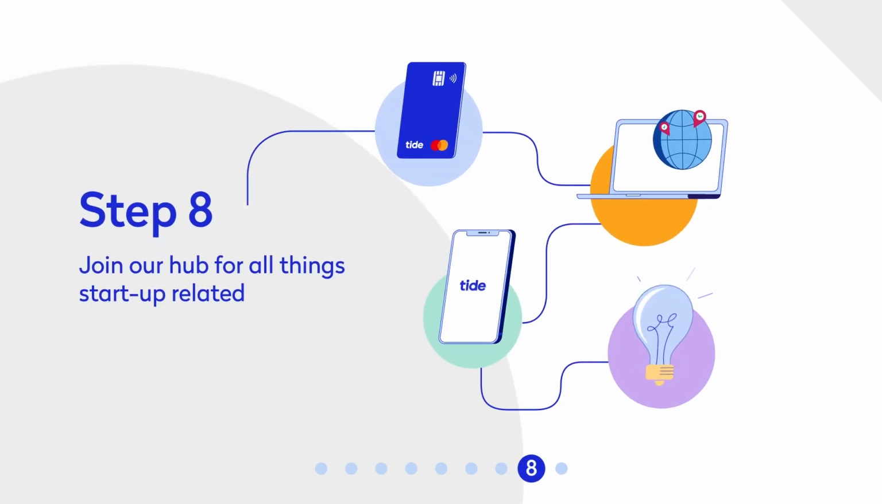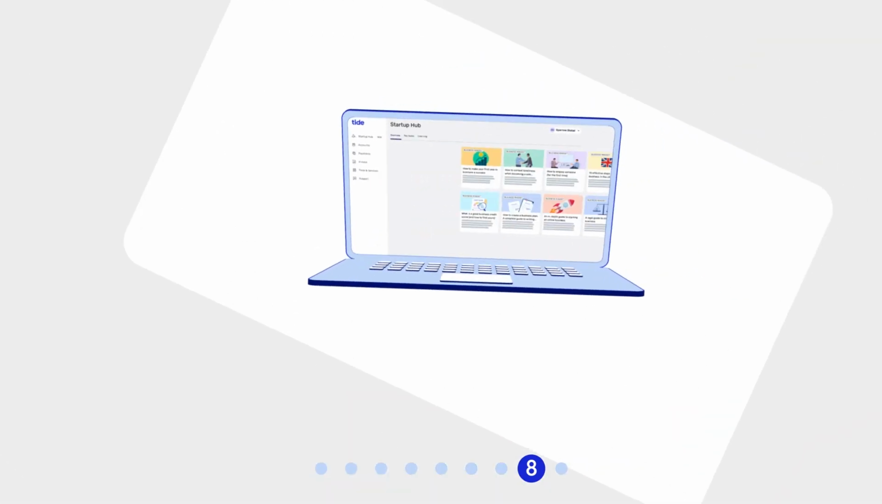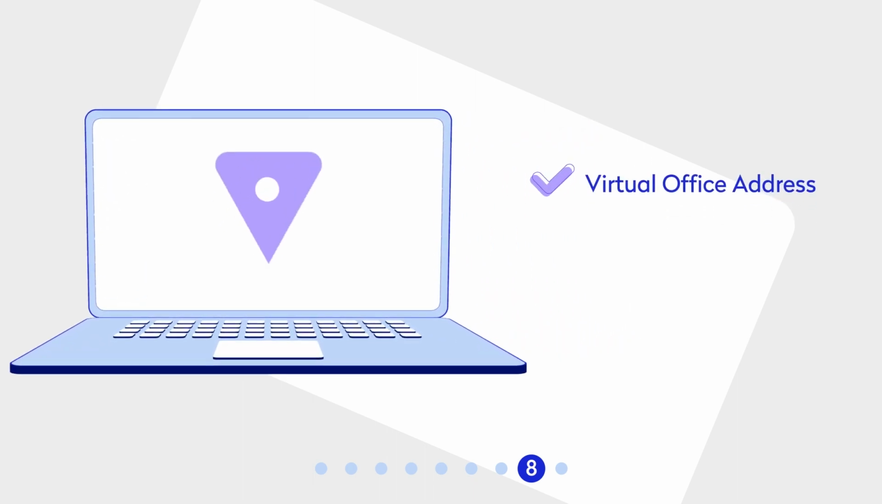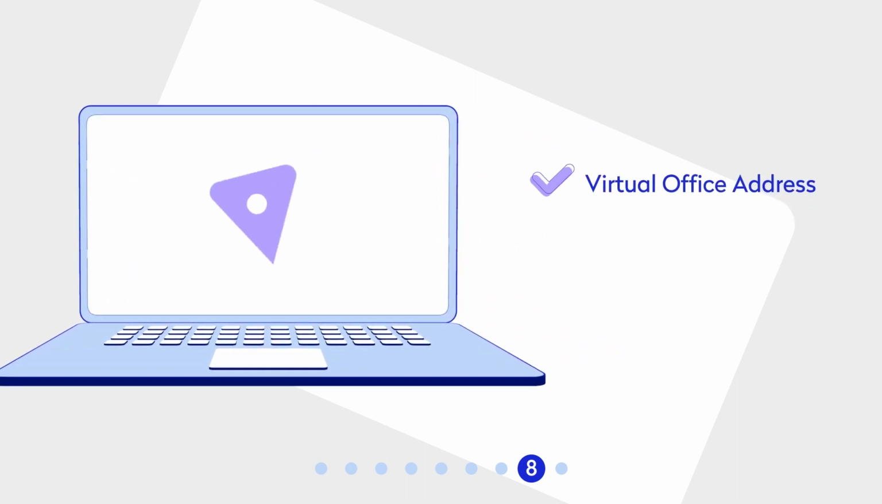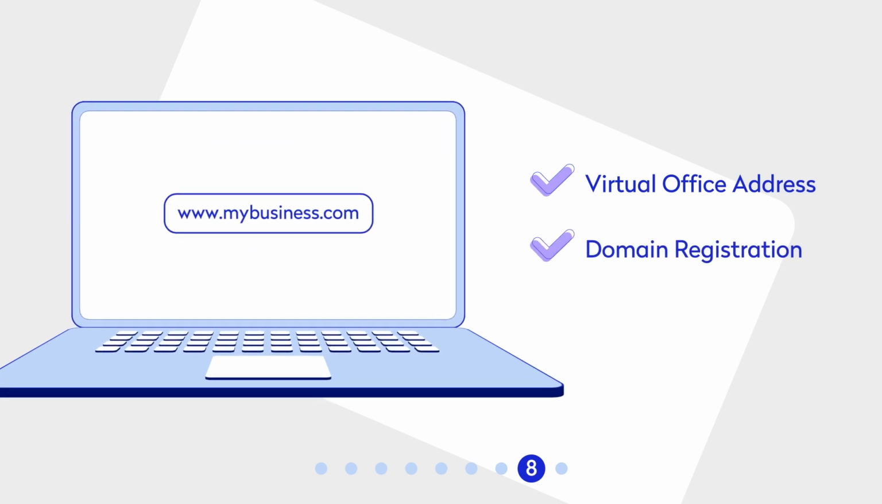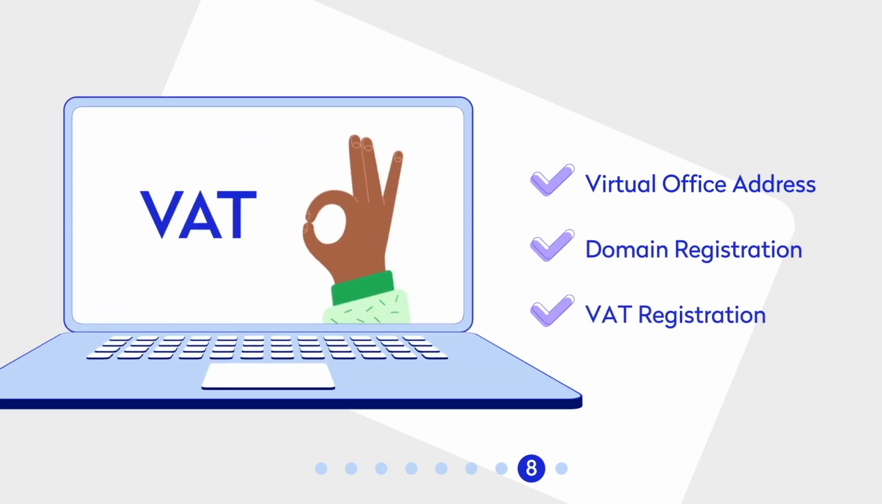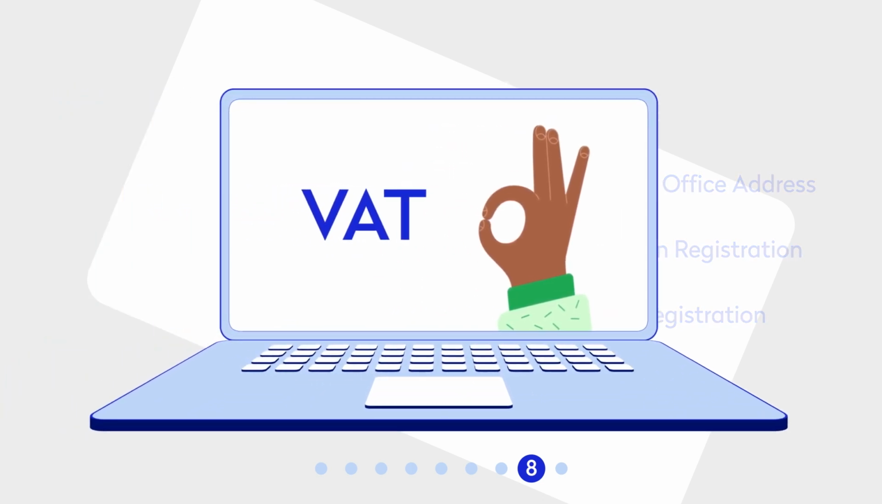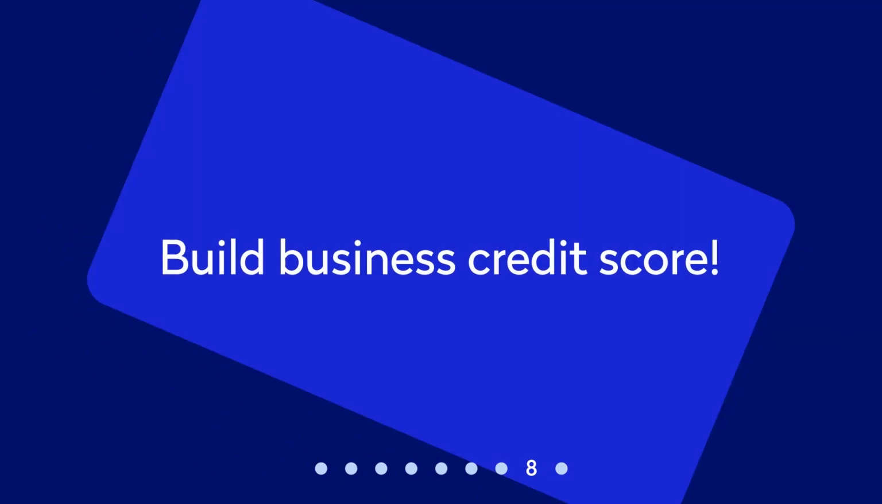Step 8. Tide's Startup Hub. Join our hub of all things startup related, from financial support to help with admin tasks and everything in between. Really handy for shiny new businesses like yours. It's our online space where members can go to manage their virtual office address, so no one has to know if you're working from your living room. Domain registration, so you can buy and host your own website. And VAT registration, so you can register for VAT in a simple and easy way. You can manage all of these services in one place, and even begin to build a business credit score, which makes you more attractive to lenders.